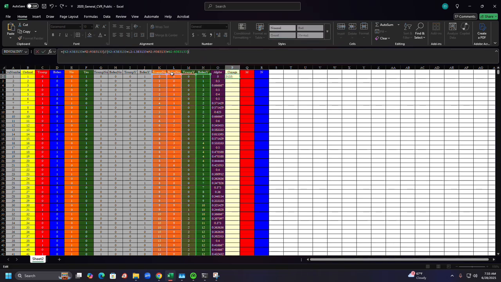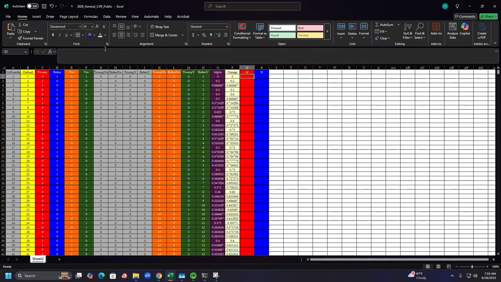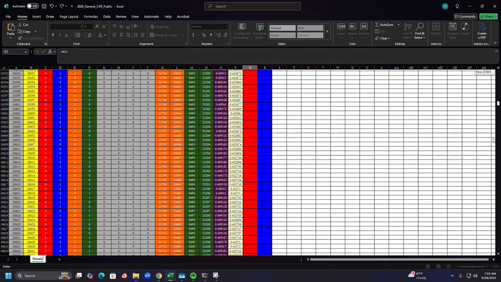Okay. The total no vote is K plus L. So we just change this to an L. Republican opposed only is going to be Trump no divided by Trump no plus Trump yes.